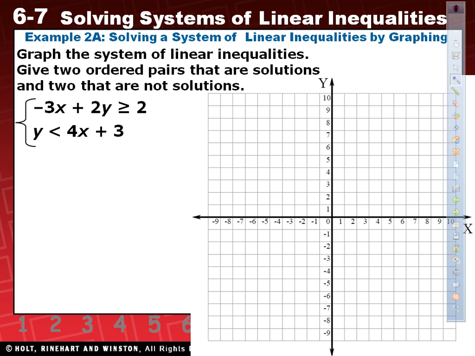All right, here we go. Example 2A. In your graph paper, the big coordinate plane at the top left. Copy this down. It says, graph the system of linear inequalities, then give two ordered pairs that are solutions and two that are not solutions. Write this down. The system is negative 3x plus 2y greater than or equal to 2 and y less than 4x plus 3. Copy that, please.